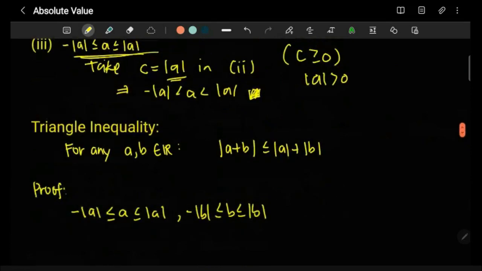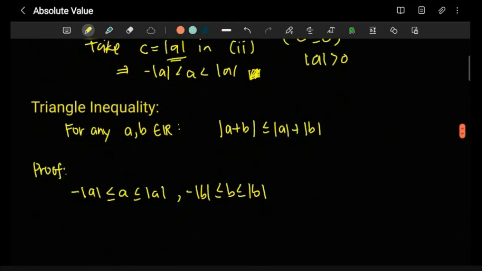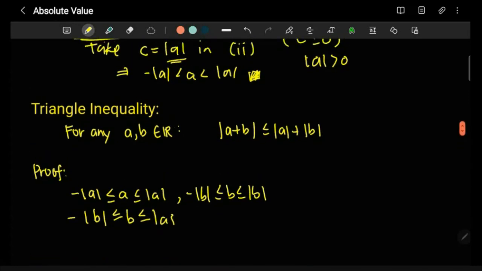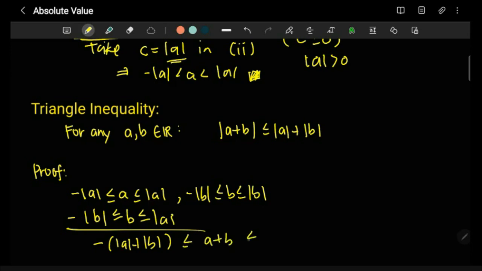Alright. Now, the tricky part is to add them. So, if we add them, let me write this one below so that we can easily see kung alin yung magkakatapat. So all we need to do is to add them. If we add them, we have the negative of the absolute value of A plus the absolute value of B. I just group them since both of them are negative. That's less than or equal to A plus B, which is less than or equal to the absolute value of A plus the absolute value of B.